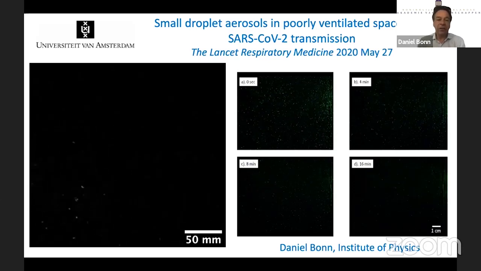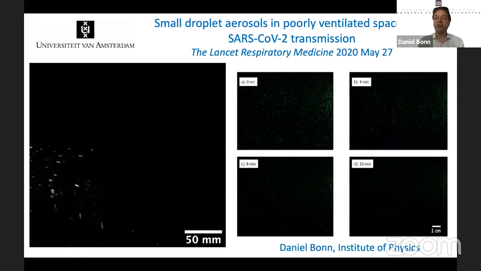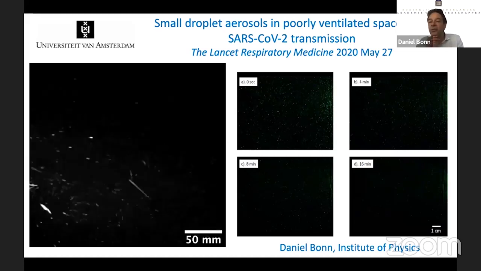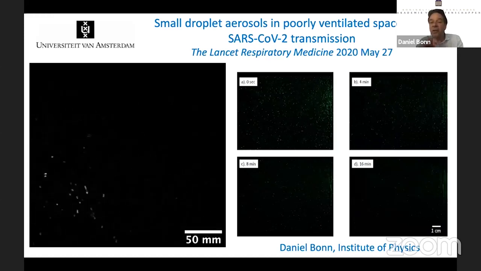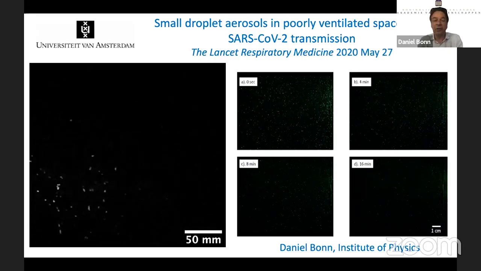So what you see on the left is again a cough. It's actually me coughing. And what we did is we analyzed very precisely the drop size distribution, similar to what Lydia already mentioned. And what we find is that there's large drops that don't stay in the air very long, and there's small drops. And what is interesting in these small drops is that one cough is sufficient to produce roughly a million of these drops, depending on who coughs.